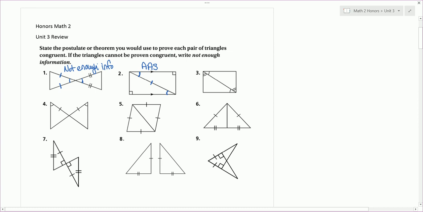On number three, again, notice we have a shared side, and then we have corresponding angles. We got one at the top here, corresponding with the bottom there. Again, two with the two on the bottom. So the order here would be angle, side, angle.